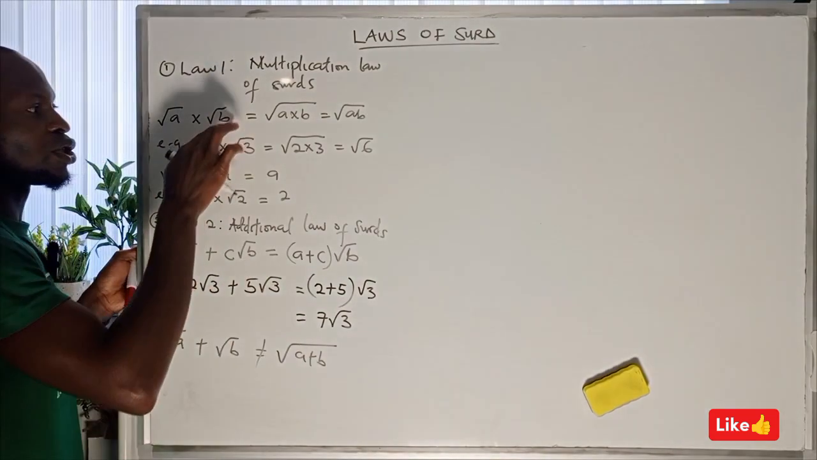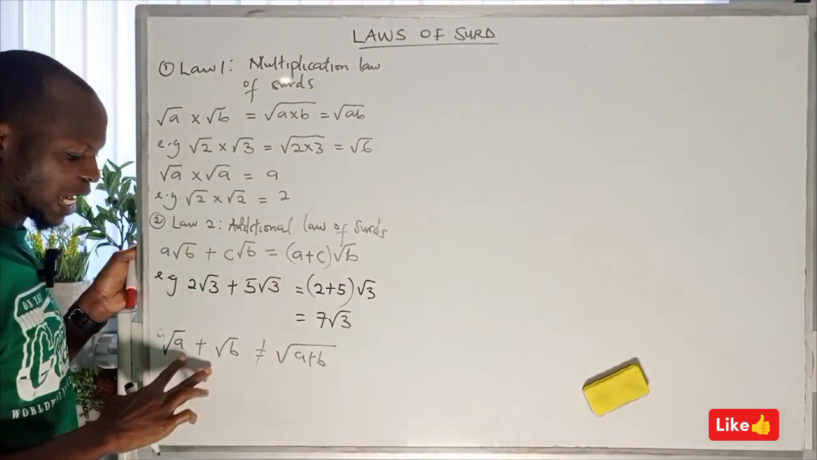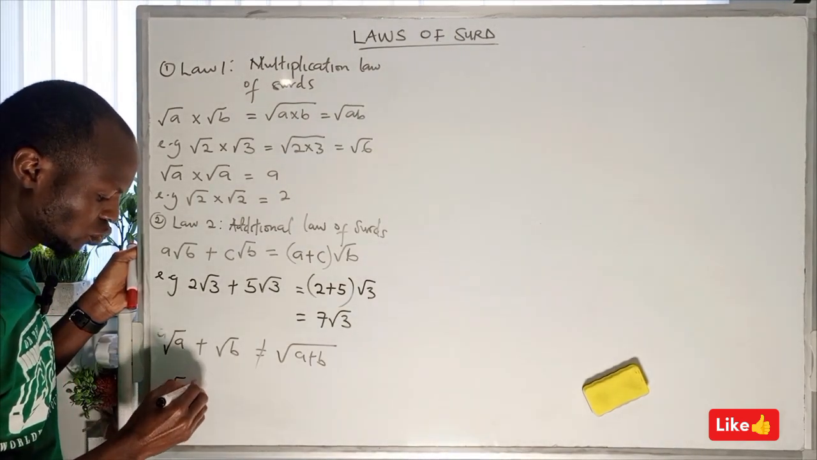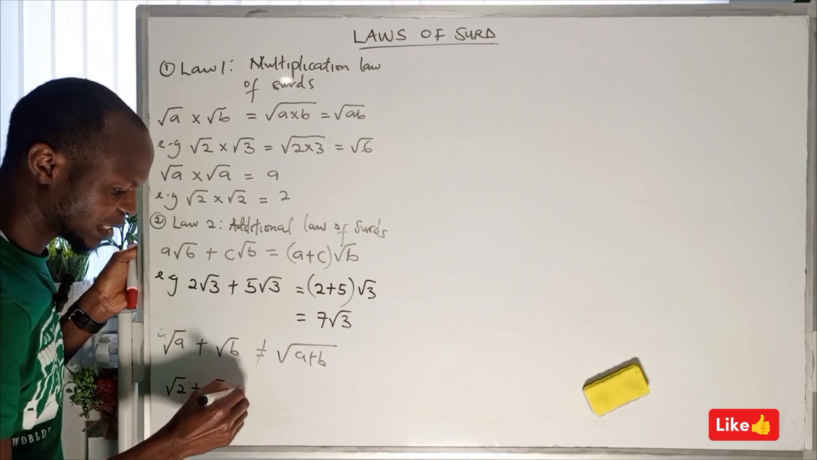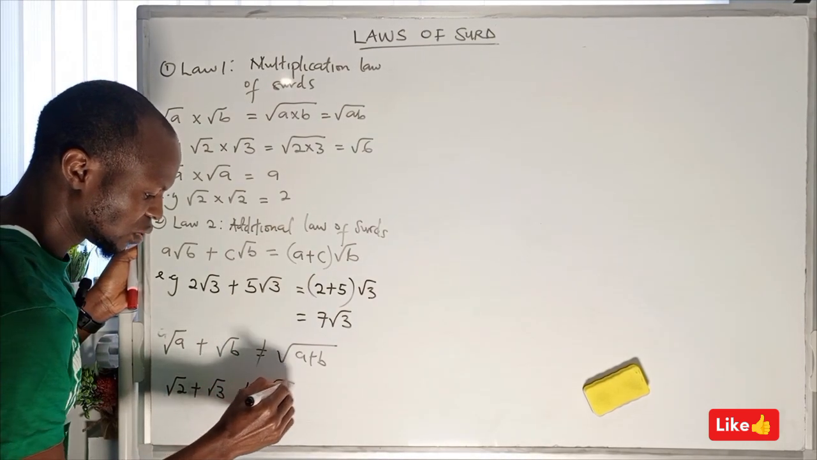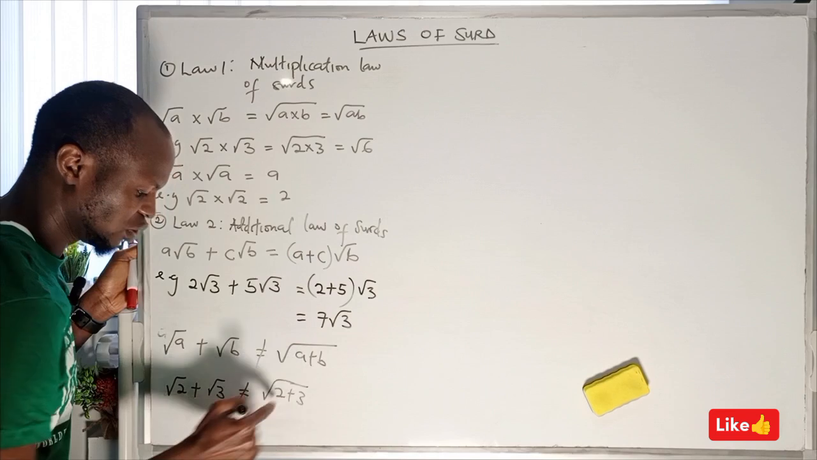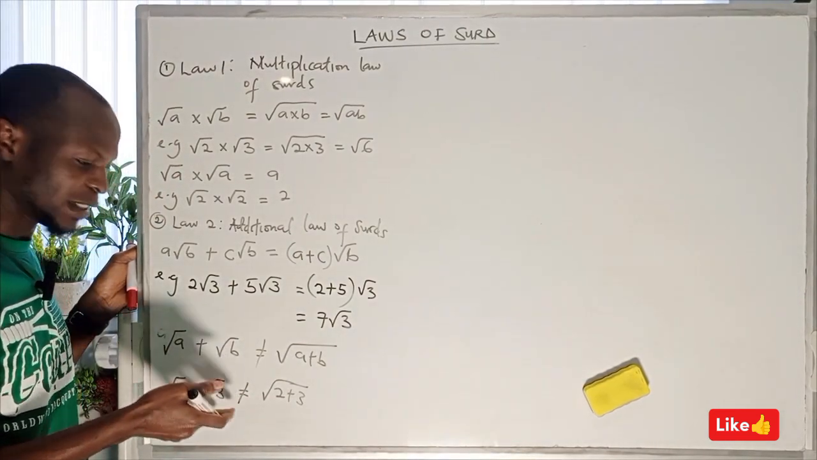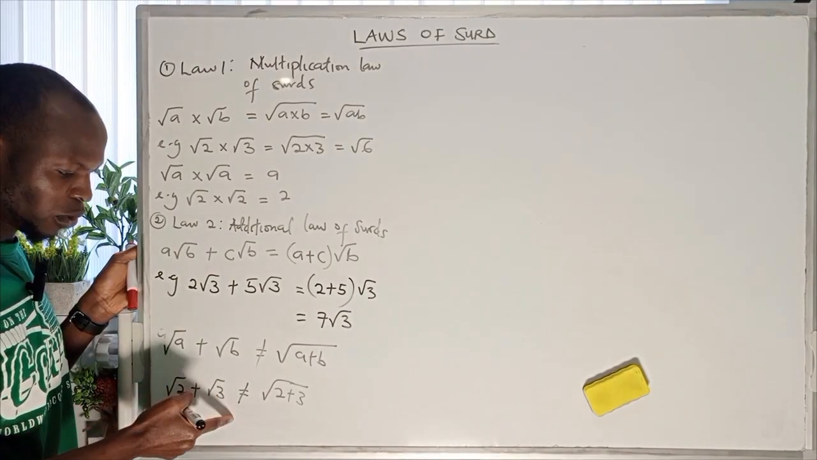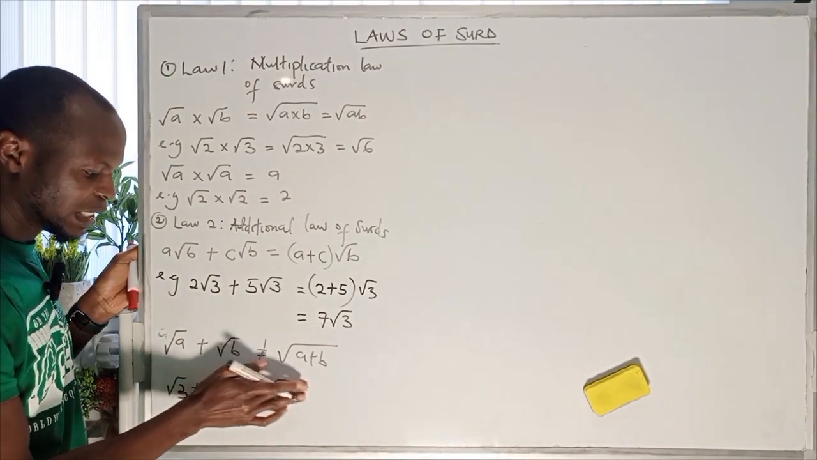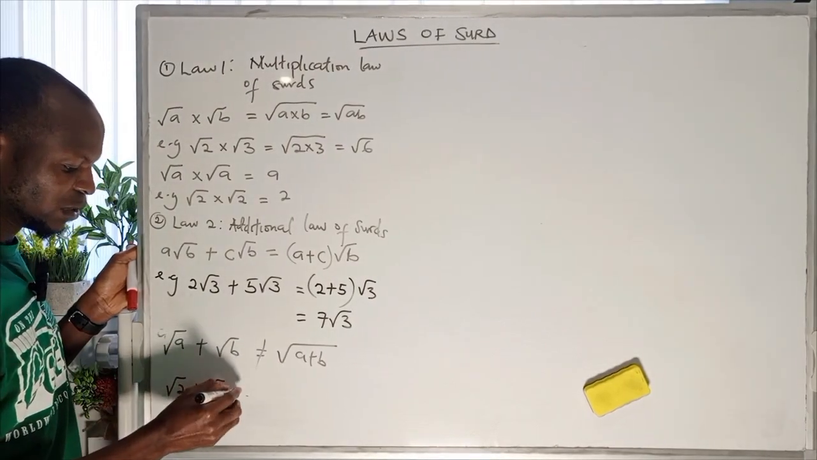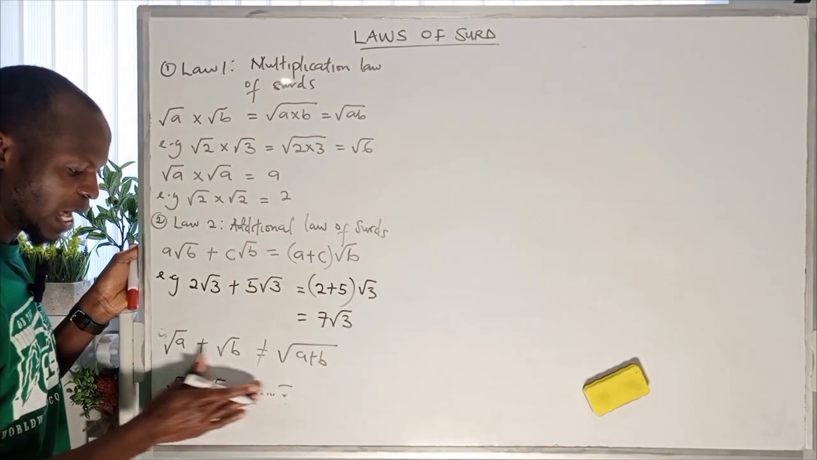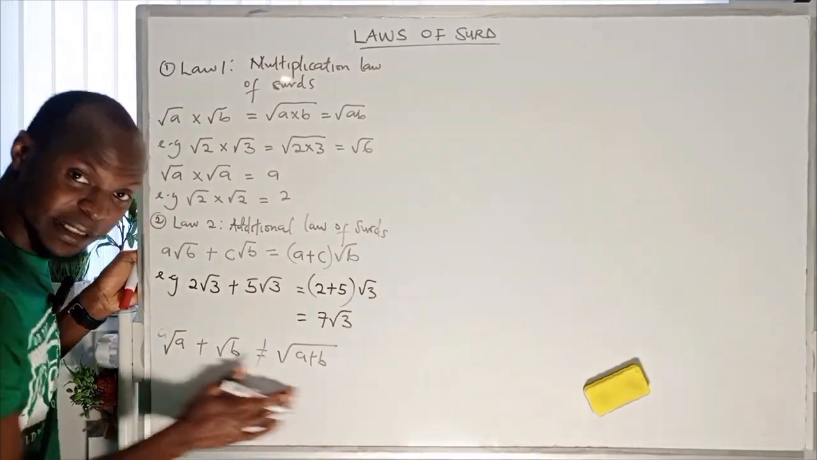Please take note. Just the way you can multiply any surds, you cannot add any surds. So for example, if you have to add surd 2 plus surd 3, you can't say this is the same thing as surd of 2 plus 3. It is not the same. You can only add surds if they contain the same surd. If this is surd 3 plus surd 3, now you can say this is equivalent to 2 surd 3. Take note, you can only add surds when they are the same.